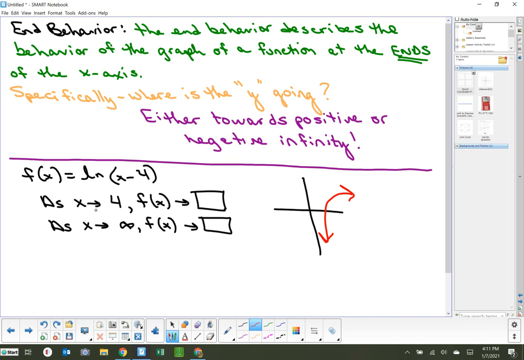So as x was going towards 4, this guy was dropping down. The y part was dropping down towards negative infinity. So that's what's going to go in here. And as x is going towards infinity this way, that's actually going towards positive y. Remember, these mean y also, right? F of x means y. So this is saying, what is y doing? Y is going towards positive infinity.